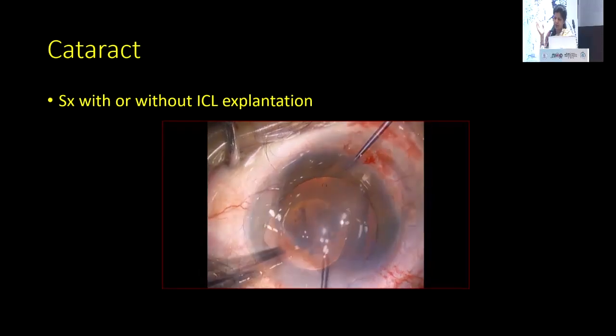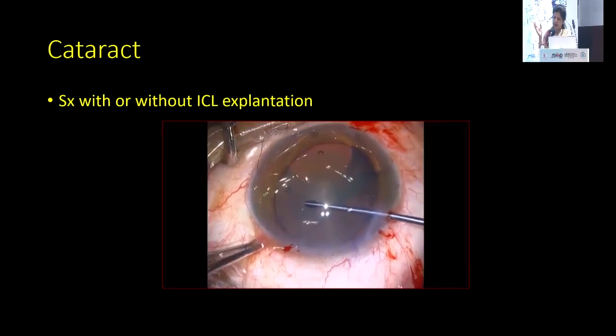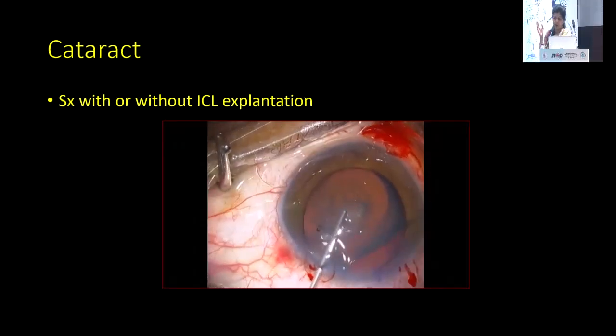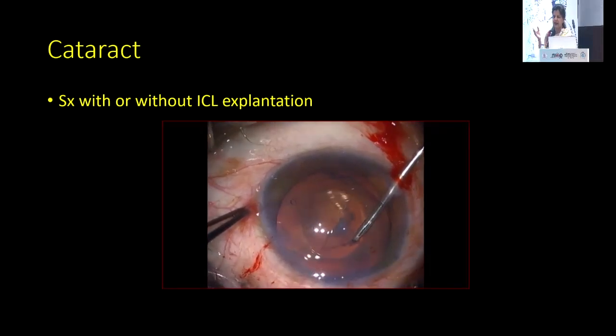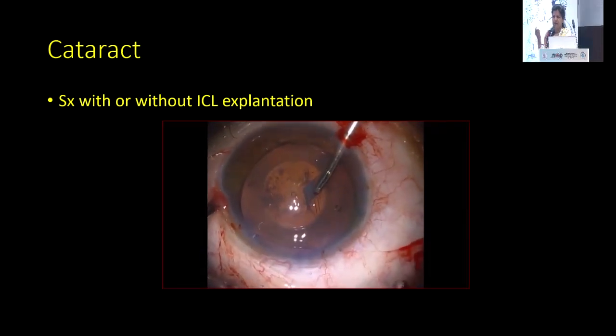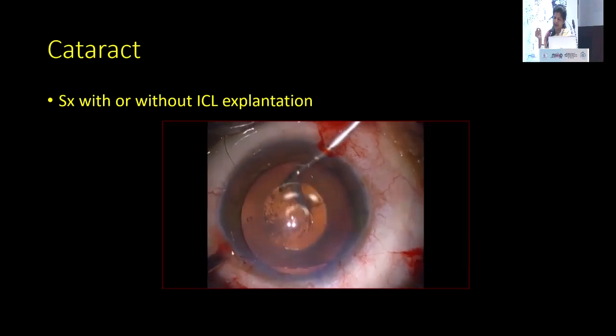Now, cataract may happen in any patient, either spontaneously or with a low vault. Now, this was a high myope who had cataract following trauma. And here the IOL implantation was done after keeping the ICL in the anterior chamber above the iris. So you can see that the rhexis is being done under the ICL.